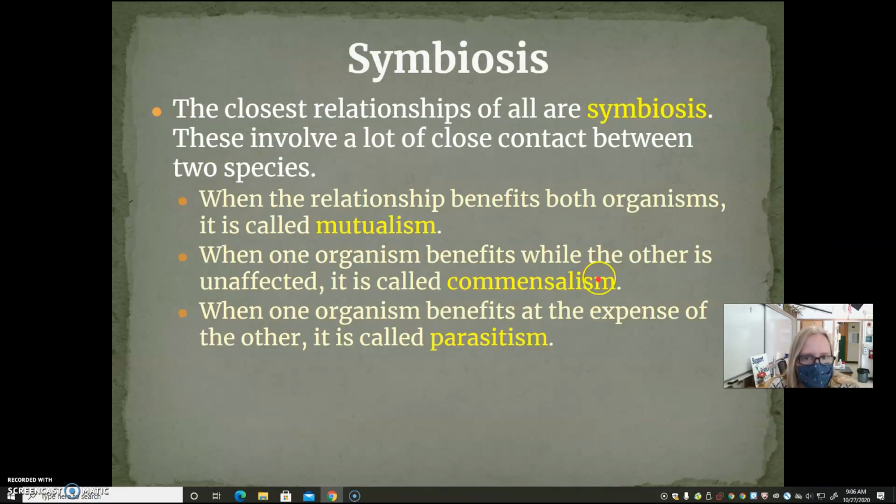Another relationship is symbiosis. So these involve a lot of close contact between two species. When the relationship benefits both organisms, it's called mutualism. When one organism benefits while the other is unaffected, it's called commensalism. These are a review for you guys. And when one organism benefits at the expense of the other, it's called parasitism.